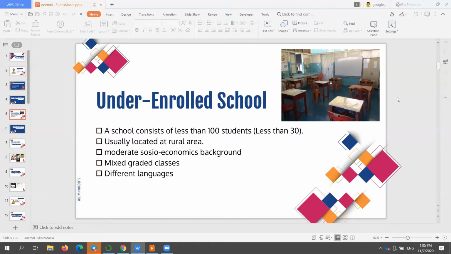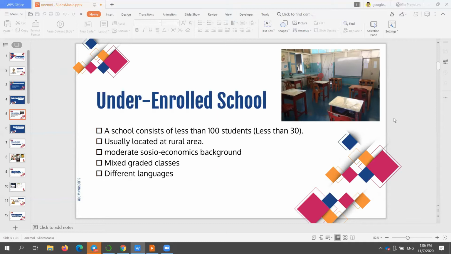An under-enrolled school consists of fewer than 100 students, and currently my school has fewer than 30 students. Under-enrolled schools are usually located in rural areas and usually have a moderate socio-economic background. In my school, there are mixed grade classes. Grade 1 will be one class, grades 2 and 3 will be one class, grades 4 and 5 will be one class, and grade 6 will be one class.